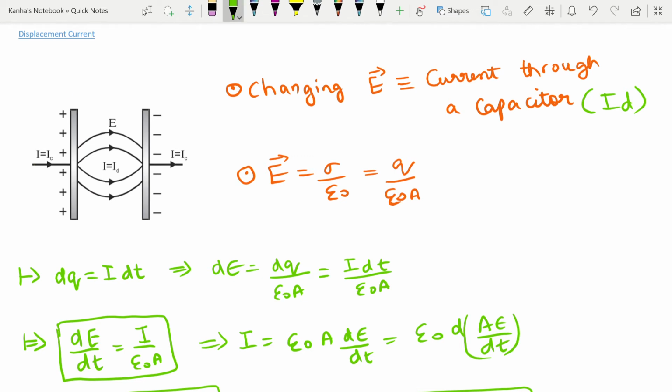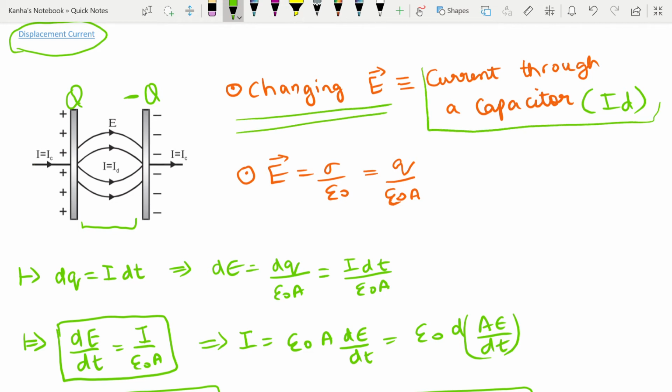Now when you started to charge and gave this plate a positive charge q, and this plate a negative charge minus q, you found that the electrical field between these two plates was changing. Maxwell suggested that a changing electrical field is equivalent to a current through a capacitor. That current will be known as your displacement current. So a changing electrical field leads to a current through the capacitor.